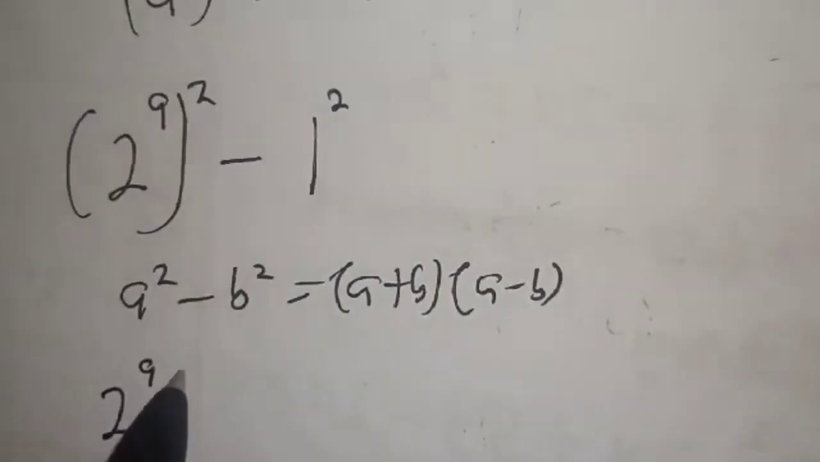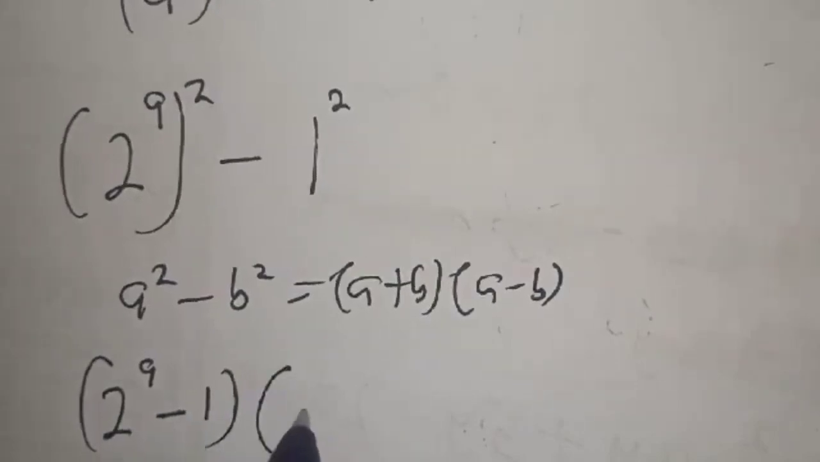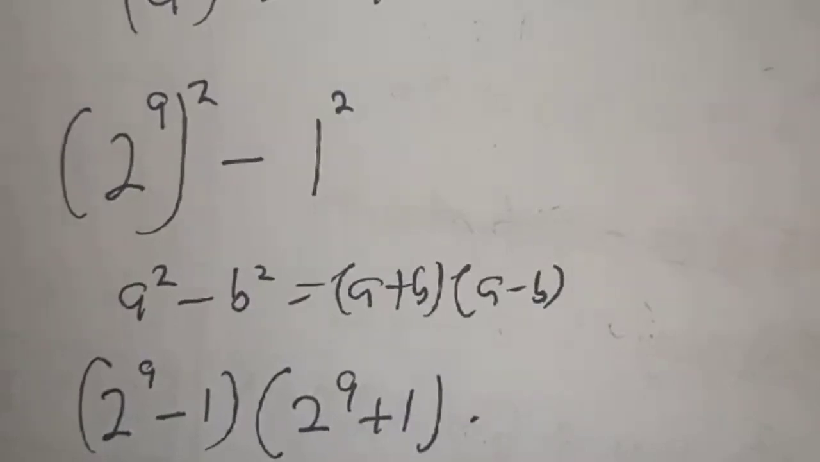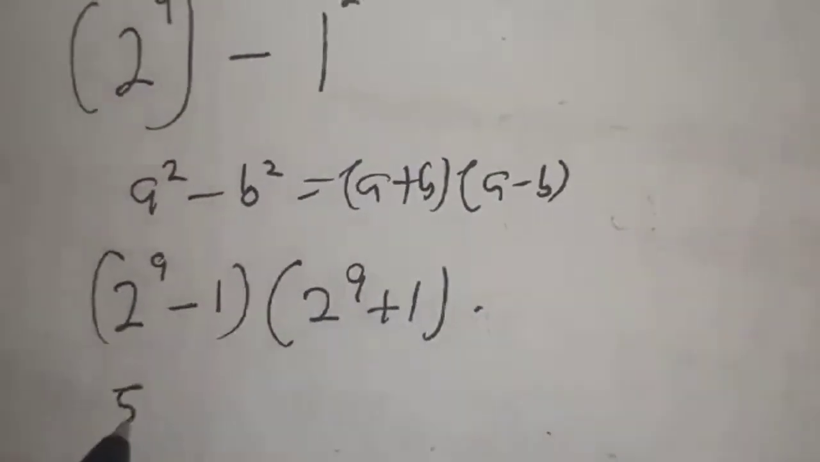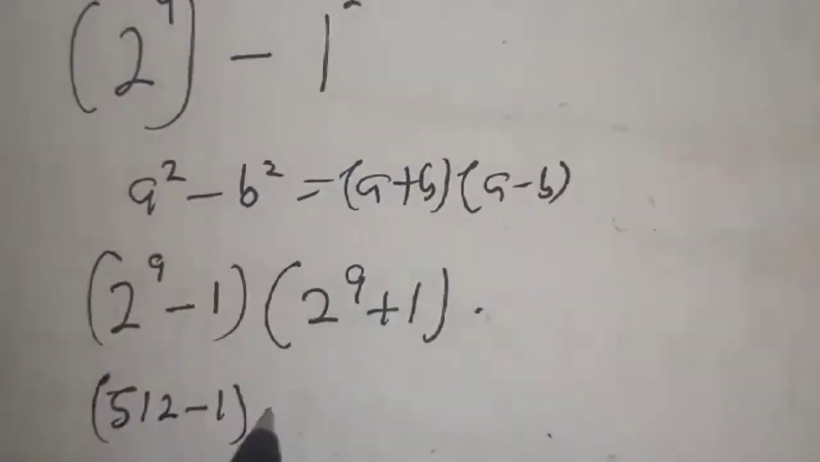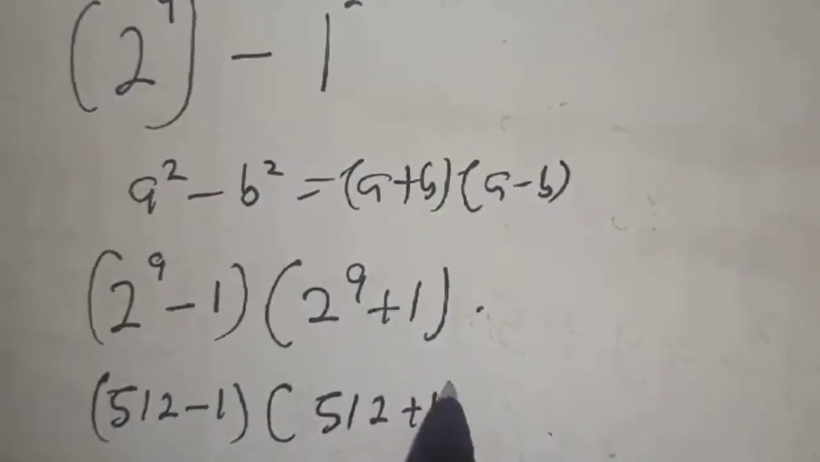2 raised to power 9 minus 1, multiplied by 2 raised to power 9 plus 1. 2 raised to power 9 is 512. This is 512 minus 1, multiplied by 512 plus 1.